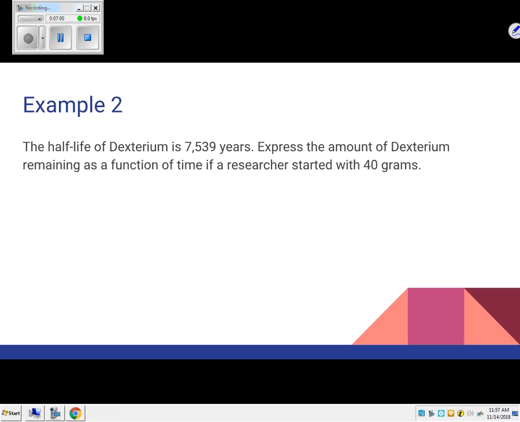Okay. So what I want to do is, this time I'm just looking for a function of time on this. Okay. I can plug in numbers if I want to. We might go over that towards the end of the problem. But I'm just looking for a function of time. So luckily, I'm using the same formula, e^(kt). And I'm given a starting amount. I don't have to have a starting amount, but in this problem, they did give me a starting amount. It says the researcher starts with 40 grams.